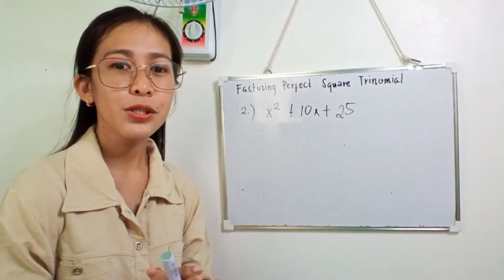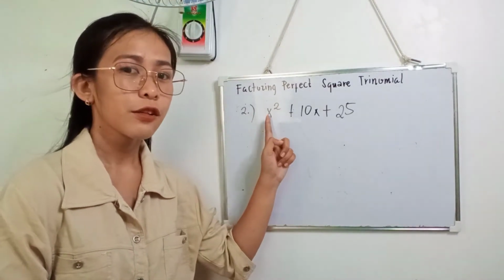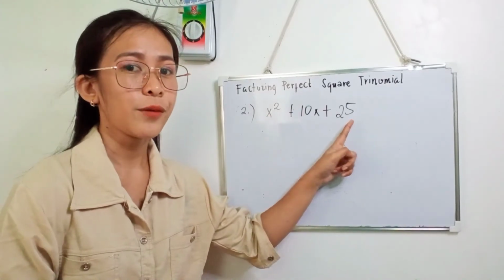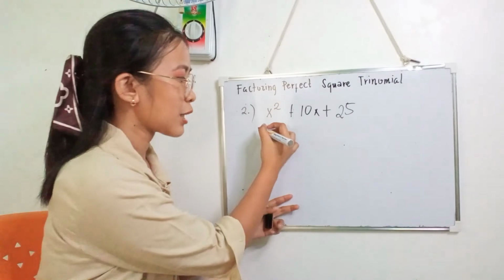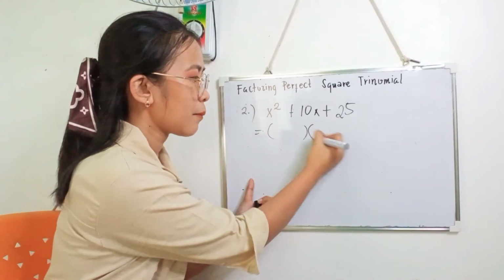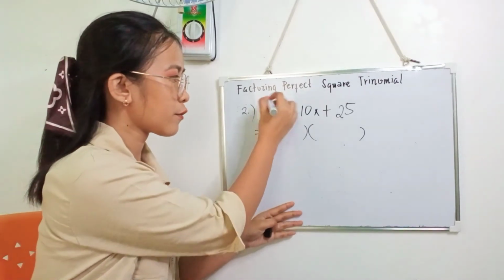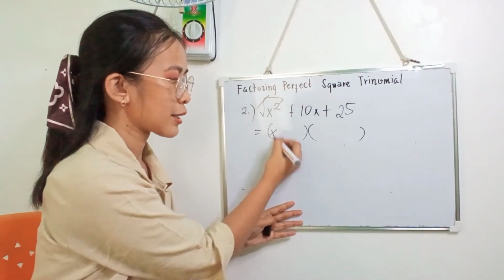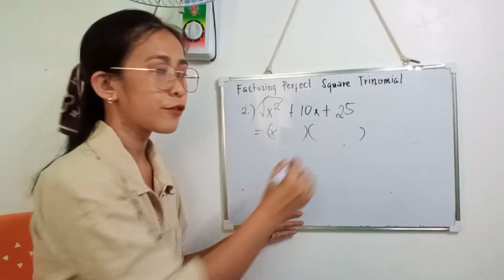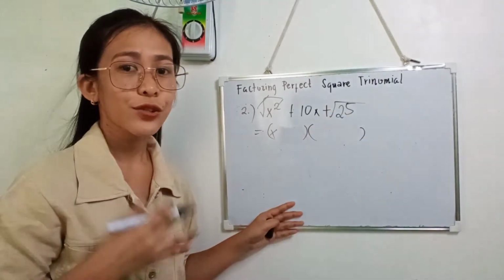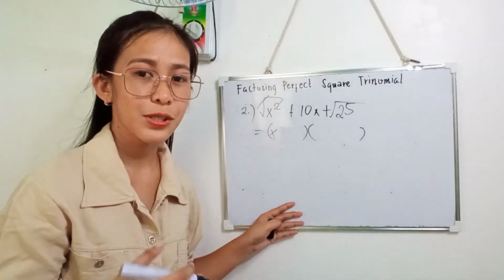So the first step is to get the square root of the first and the last term. So ano ba ang square root ng x squared? Padaliin na lang natin siya. Ang square root ng x squared is of course, cancel mo lang, x yan. And then, ang square root ng 25, that is 5, kasi nga, 5 times 5 is 25.